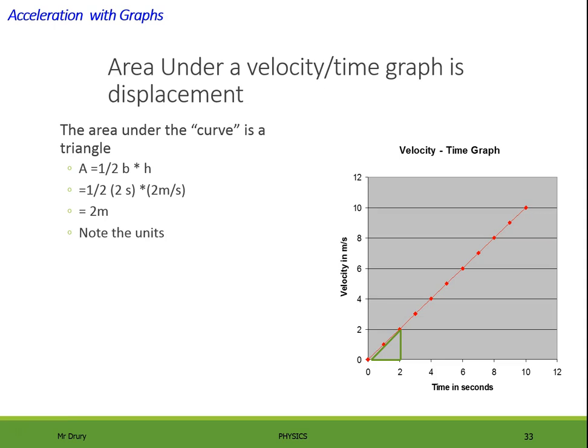So what does this indicate? Well, it indicates that the area underneath the velocity time graph gives you displacement. And if I did the same thing for 4 seconds and 4 meters per second, it comes out to a displacement of 8 meters. And at 6 seconds, it would be 18 meters. I can keep on going and doing this every 2 seconds.